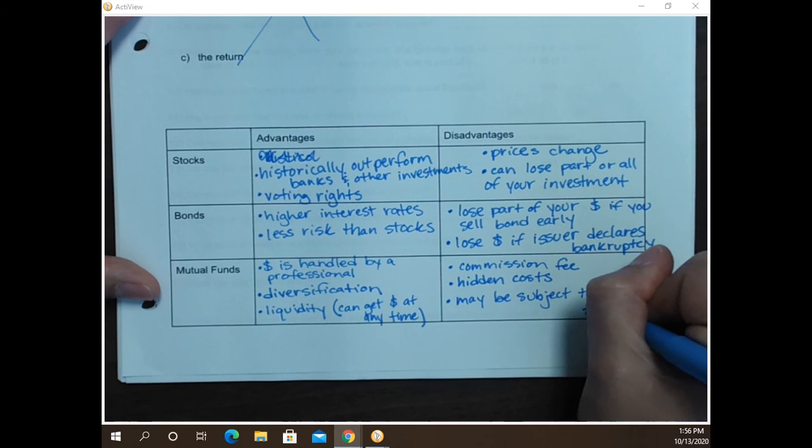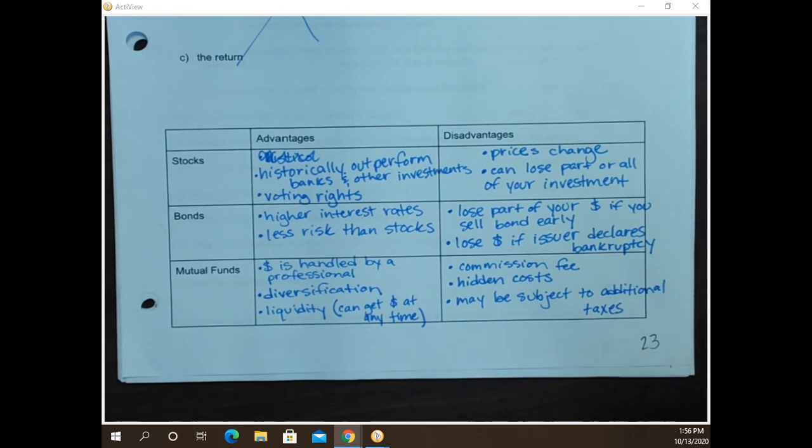Now, I want to be clear, any money that you make from stocks or from bonds or through any type of investment, even the interest you earn in your savings account, that penny you get every 3 months, that's considered income and it is subject to tax. But there may be some additional tax that applies to money through a mutual fund.